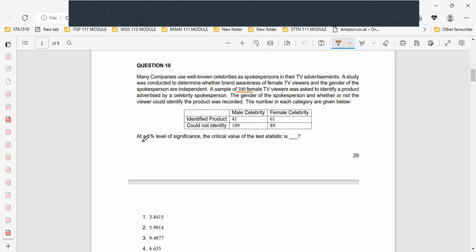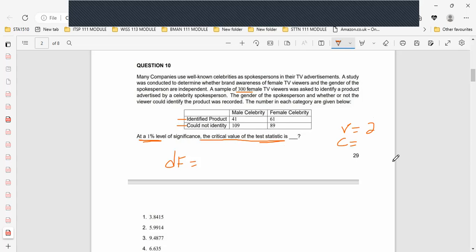You see now, they say at a 1% level of significance, the critical value of the test statistic. You see the words critical value; they are talking about table 4. So here, before we find the critical value, we start by calculating degrees of freedom. We need the number of rows and the number of columns. So here we count the rows. Identified product is number 1, could not identify is number 2. So the number of rows is equal to 2.